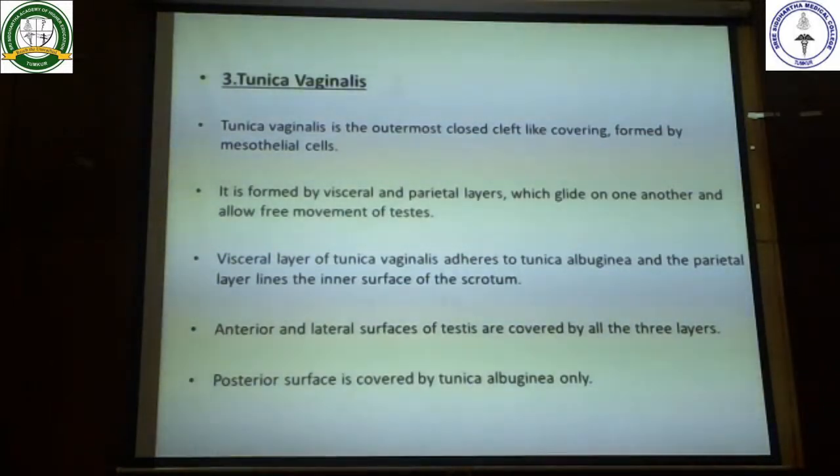Now coming to the different layers of this tunica vaginalis, let's talk about the inner visceral layer. This inner visceral layer is adhering to the tunica albuginea, whereas the outer parietal layer lines the inner surface of the scrotum. So the outer parietal layer is in close contact with the inner surface of the scrotum, whereas the inner visceral layer is adhering to the tunica albuginea. These two layers glide on one another and allow the free movement of the scrotum.